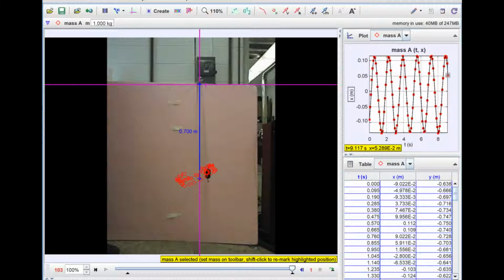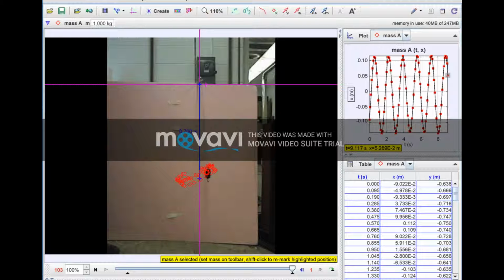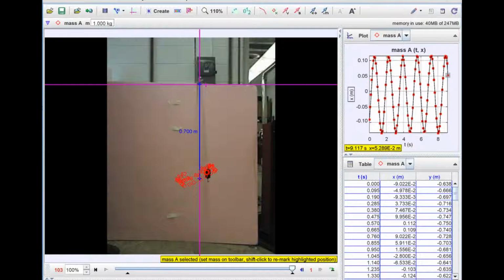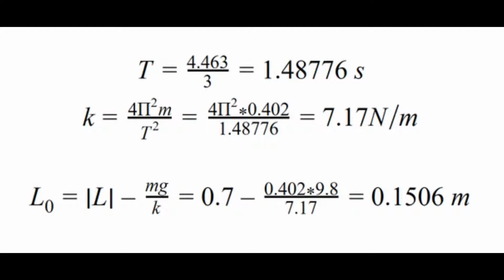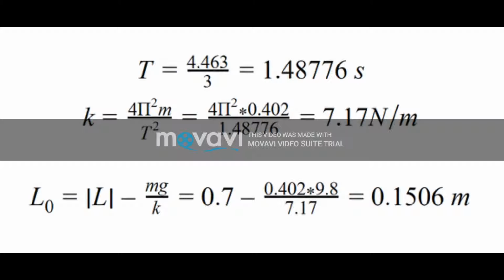Students found that the mass of the object was 0.402 kilograms, the stretch length was 0.7 meters, the initial position was negative 9.022 e to the negative 2, negative 0.638, and the initial velocity was 0. Students then calculated spring stiffness using the equation K is equal to 4 pi squared times mass over period squared. Once the values were plugged in, the spring stiffness was found to be 7.17 newtons per meter.